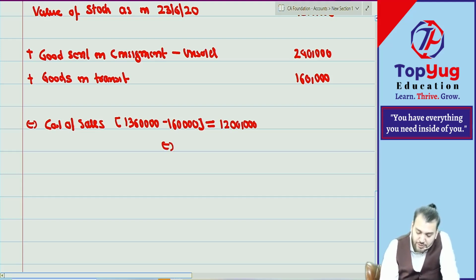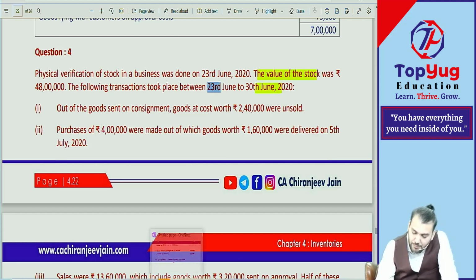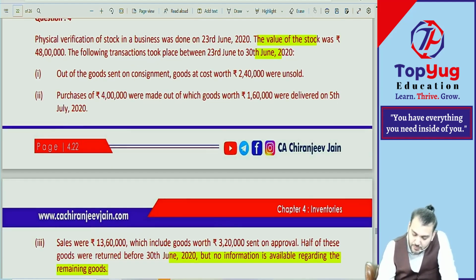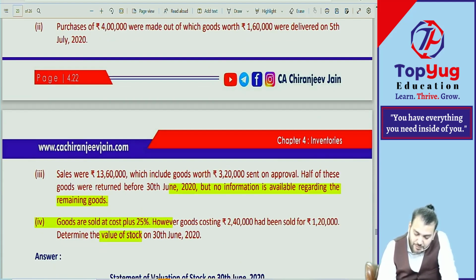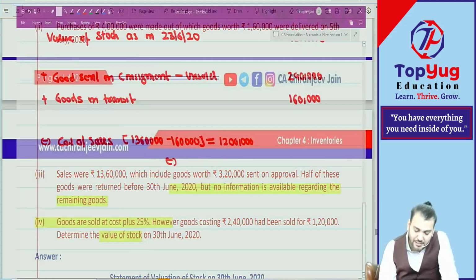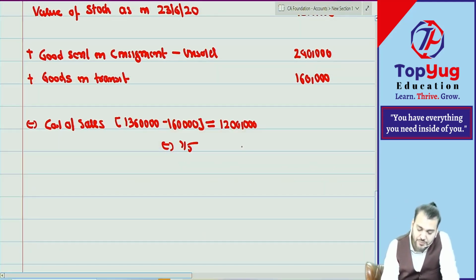GP is given how much? What is the profit margin? Goods are sold at cost plus 25%, means 1/4 of cost is 1/5 of sales. So minus 1/5, how much? 2 lakh 40,000.